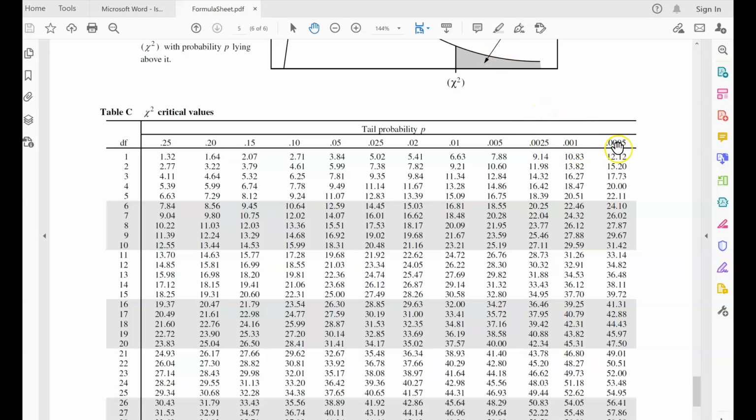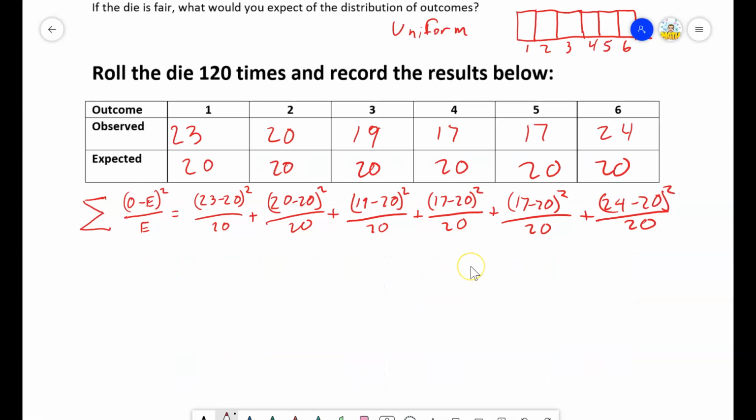Well, if that probability is really low, right, less than 0.05 or 0.01, then we would conclude that the die is not fair. So our null hypothesis would be something like, the distribution of this die follows the distribution of a fair die, right? That it's not any different than any regular die. It has a uniform distribution.